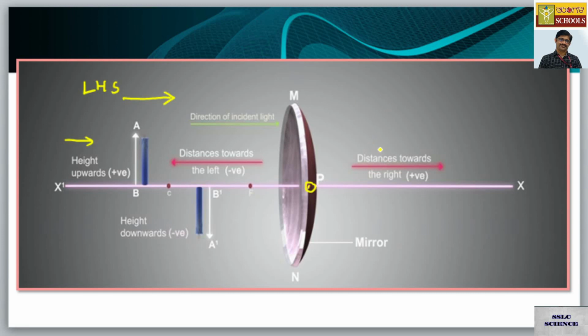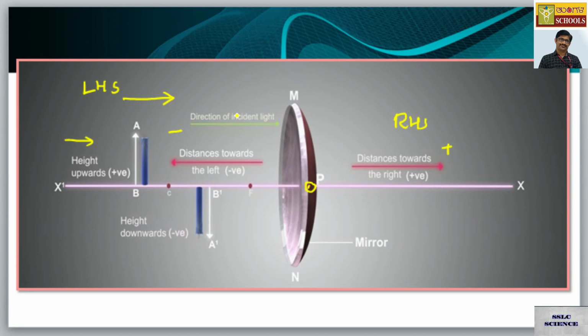Next rule: the distances you are measuring towards the right-hand side, or right of the origin. If you take this as the origin, then this has to be the right-hand side and this has to be the left-hand side. The distance measured to the right of the mirror, or positive of the origin, is taken as positive, and on the left-hand side, the distance is taken as negative. Distance towards left, taken negative. Distance towards right, taken positive. I hope you got this.